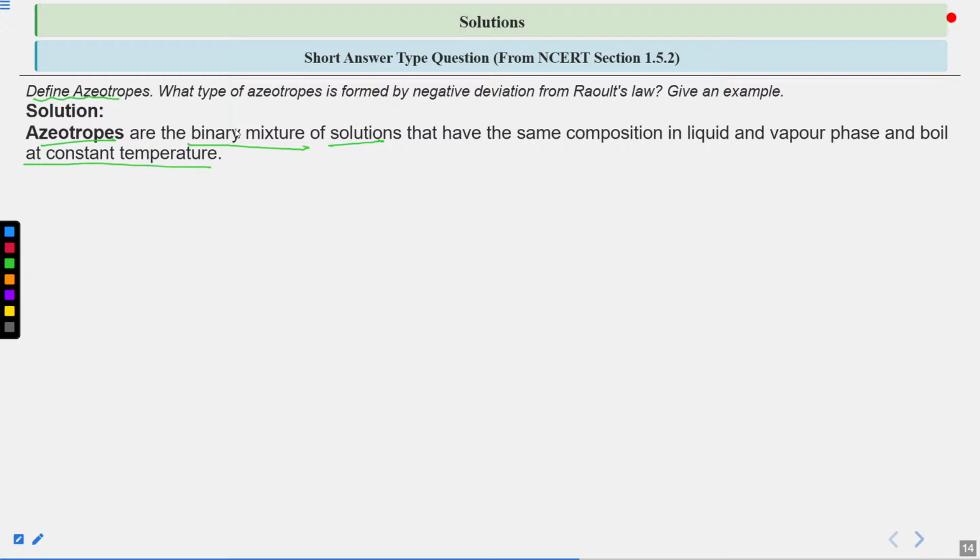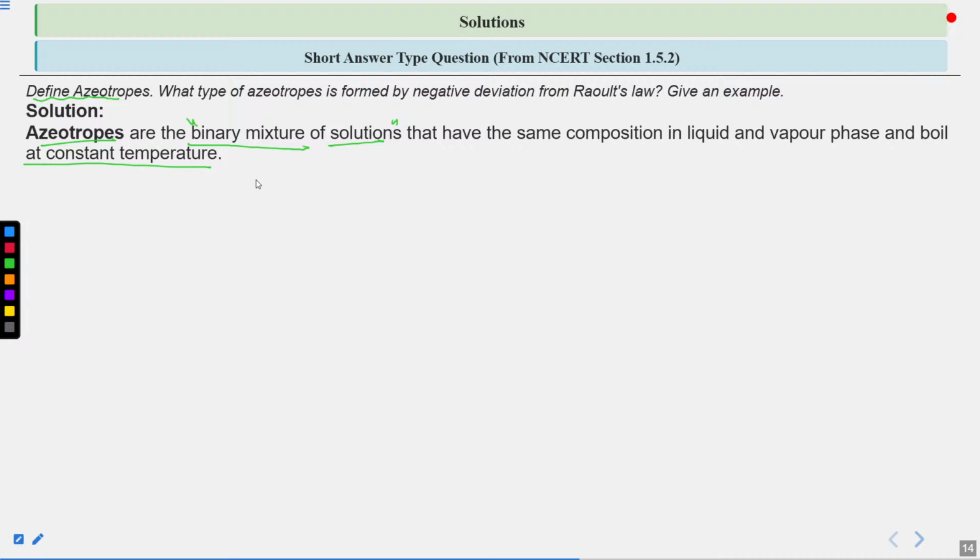Okay, so azeotropes are a binary mixture of solutions. Binary means two, so we have a solution in which two components are present. The azeotropes are binary mixtures, or you can say a mixture having two solutions, that have the same composition in the liquid and the vapor phase, and they also have the same boiling point, or say they boil at a constant temperature.